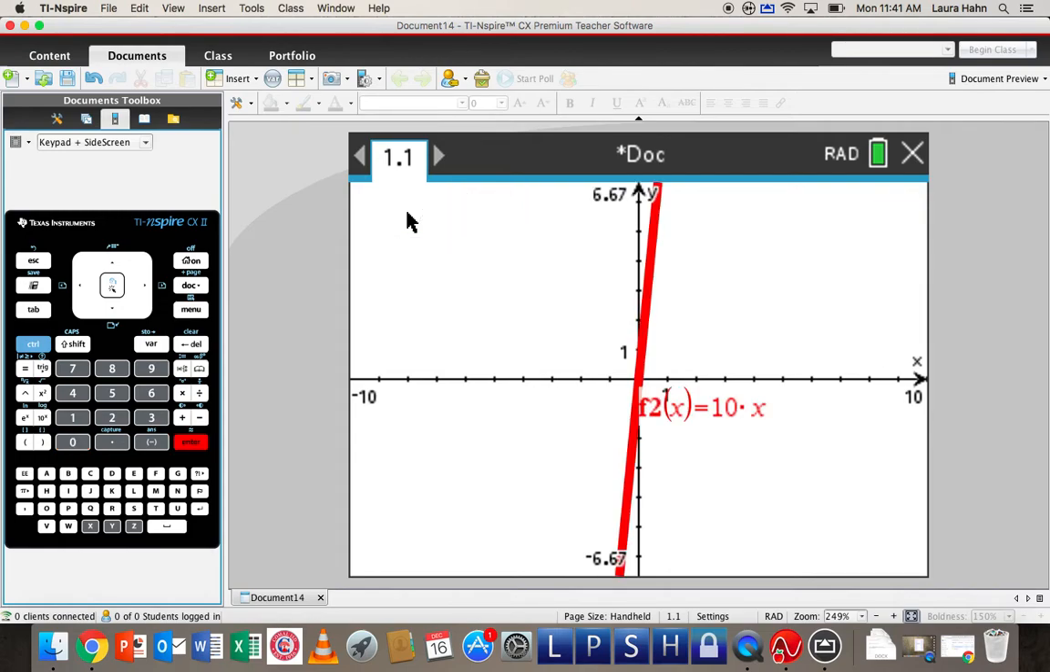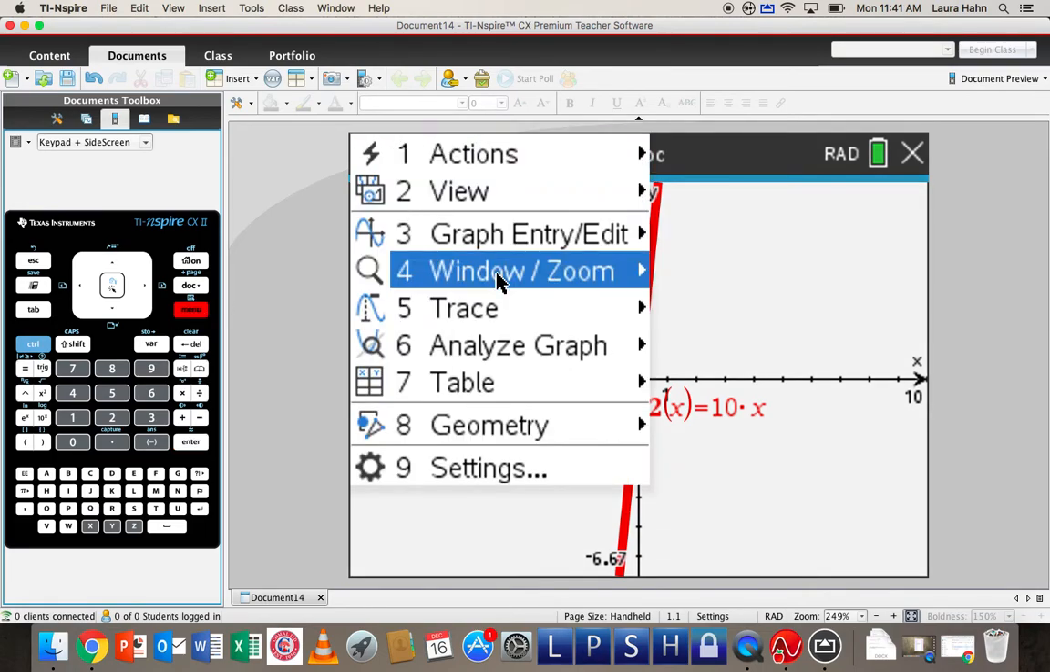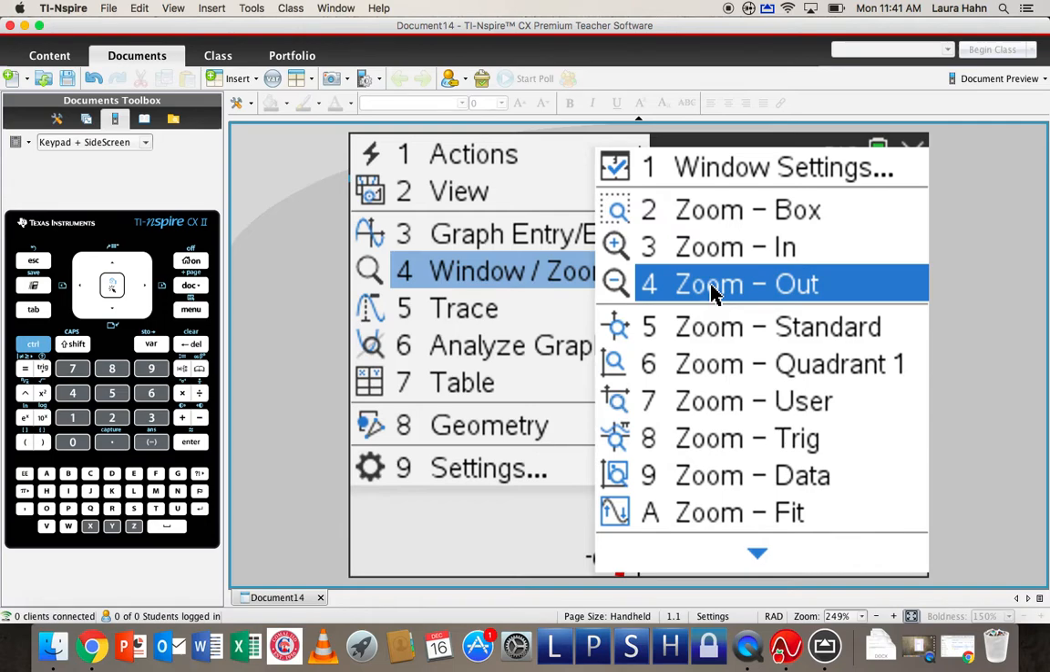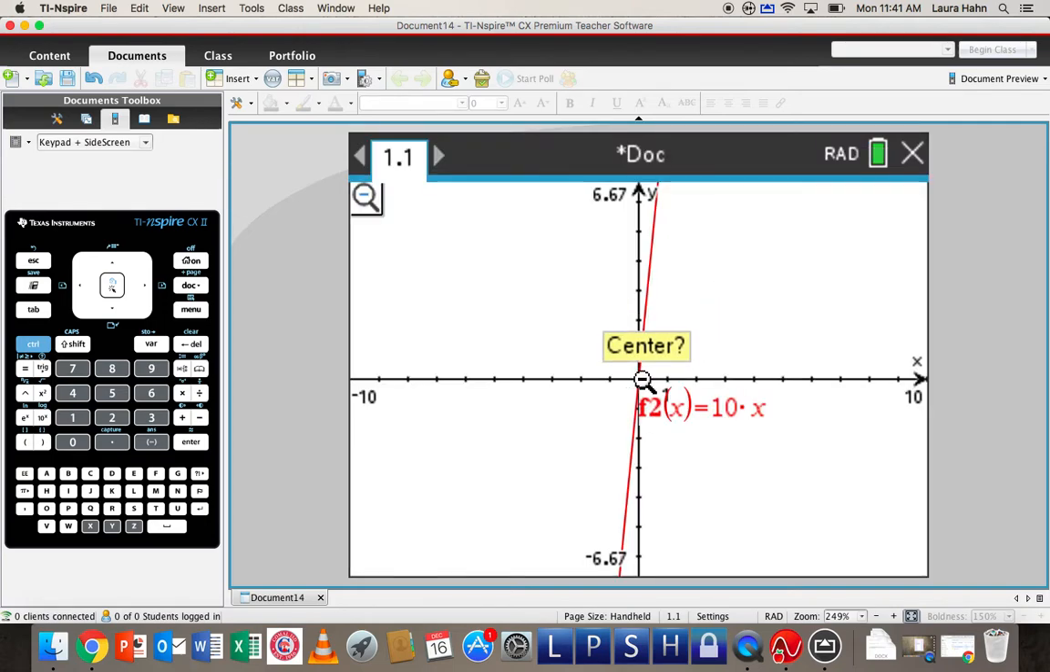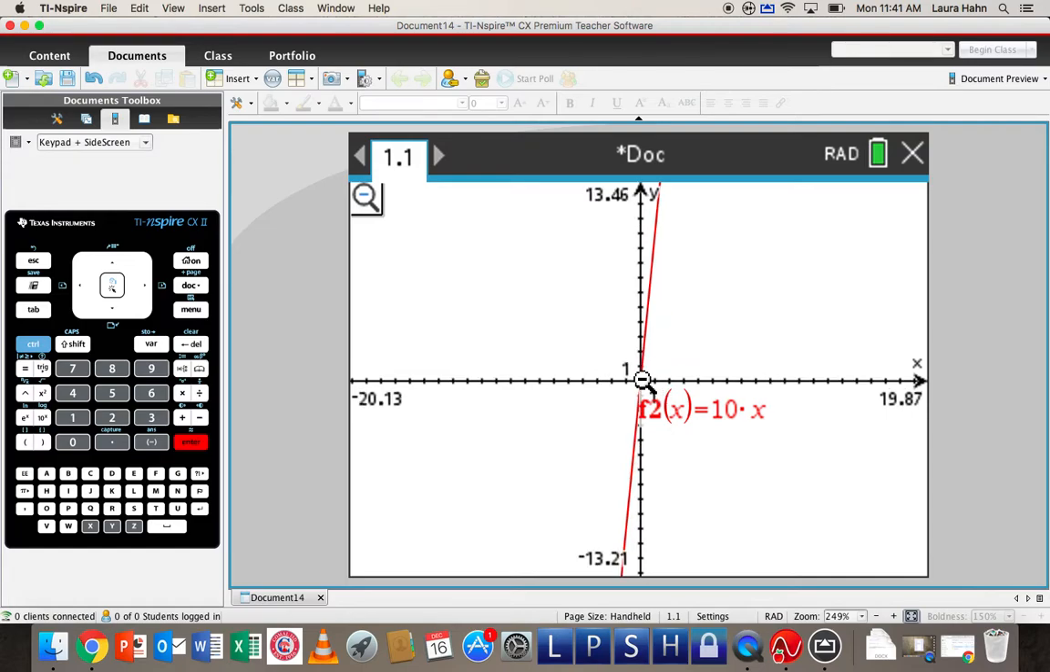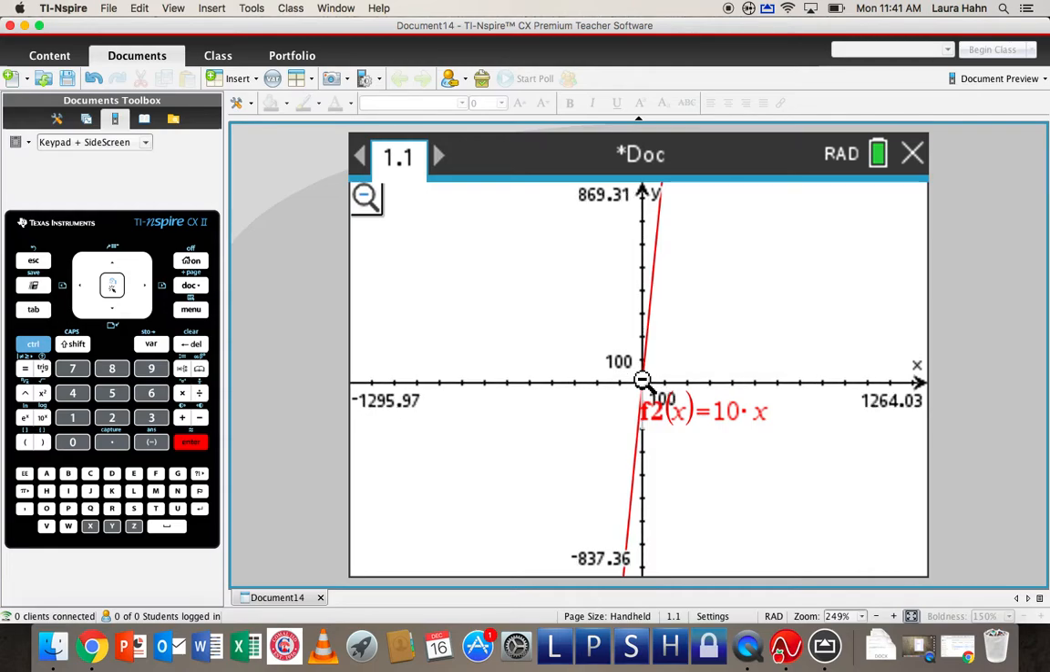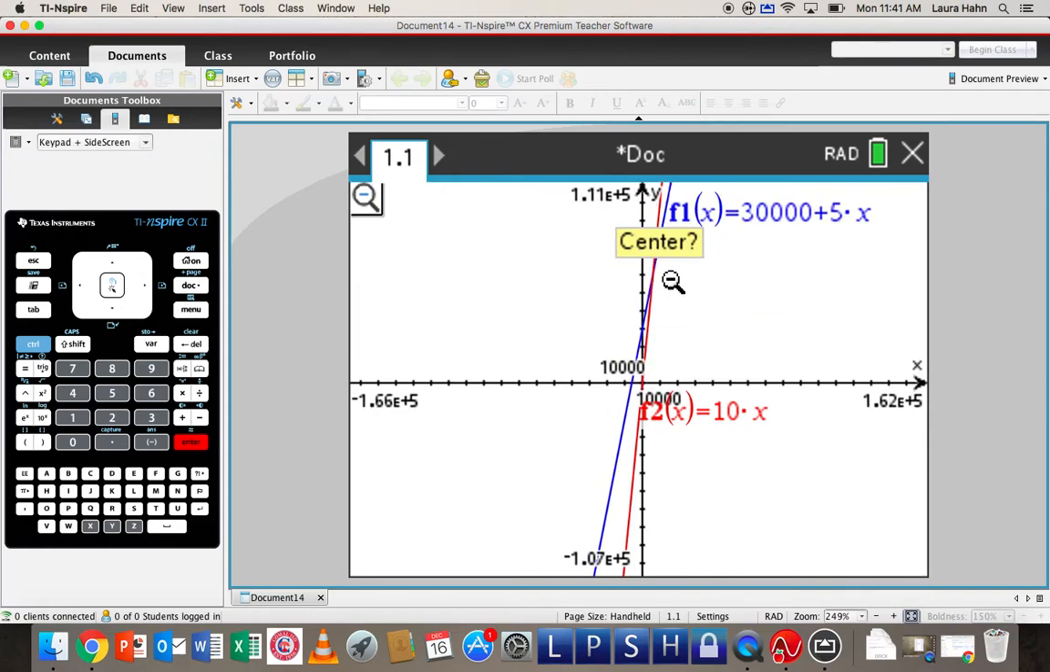All right, I cannot see where they intersect. So what I'm going to have to do is press menu, window zoom, zoom out. Guys, keep this magnifying glass centered over the origin and then just click enter. It zooms out. I still can't see where they intersect, so I'm going to zoom out. I'm going to click enter again. Click enter again. I'm going to continue to click enter until I can finally see where they intersect. Almost there. Boom. Perfect. I can see where they intersect right here.